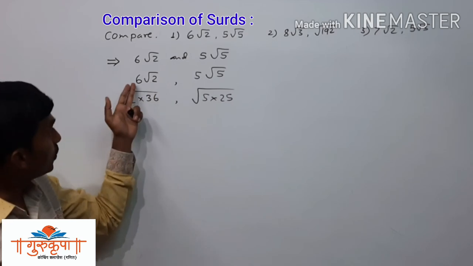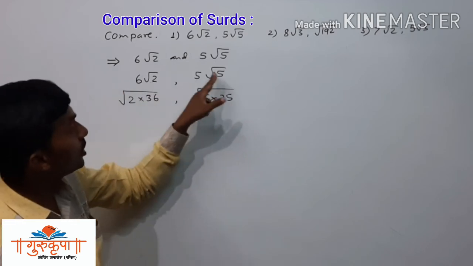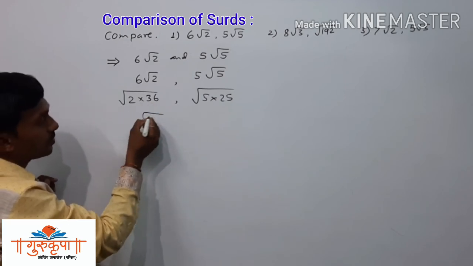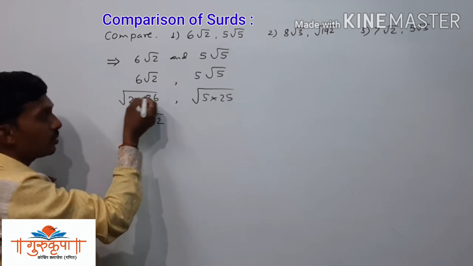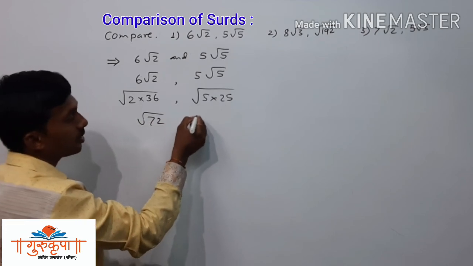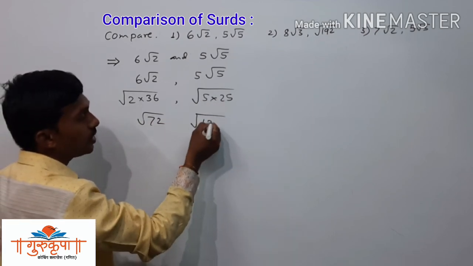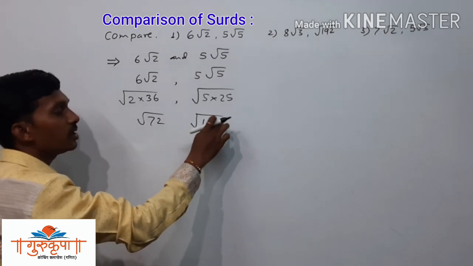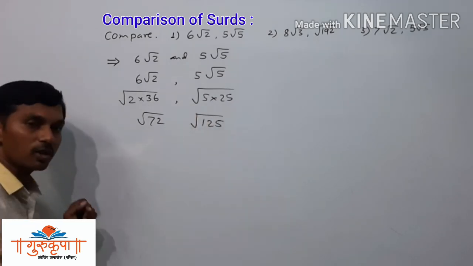Now here we are putting this 6 inside, here we are putting this 5 inside, and now here 36 into 2 is 72, and here 25 into 5 is 125. Now you can easily tell me which one is the bigger number and which one is the smaller.